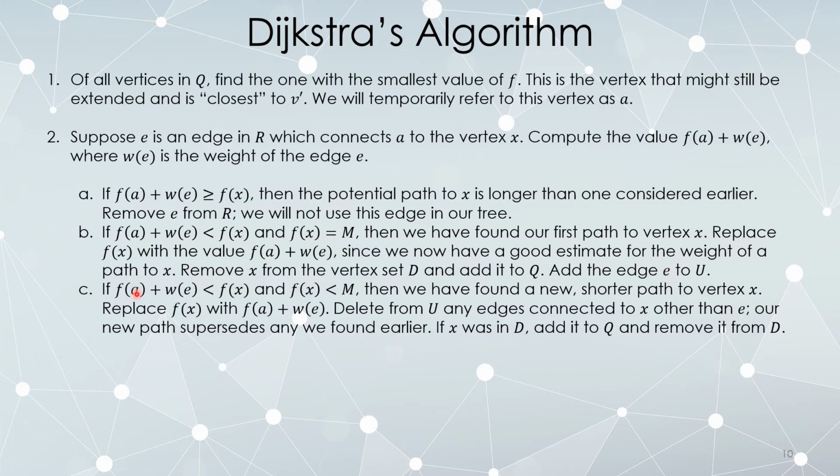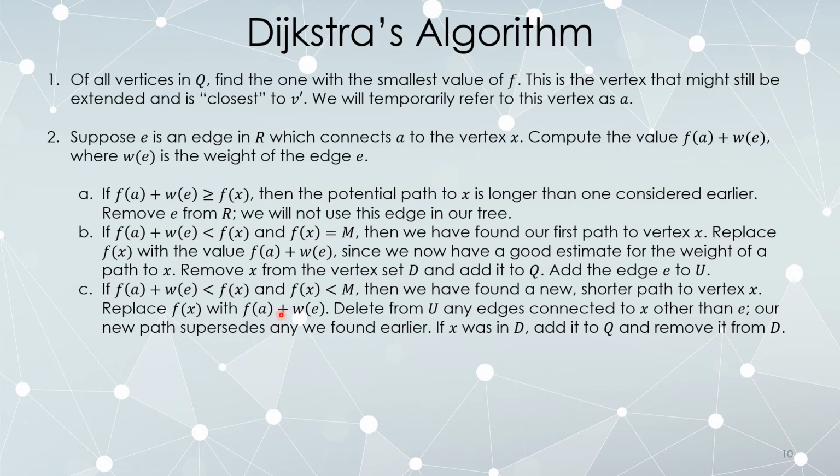The other possibility is going to A and then taking that edge gives us a shorter path to X, but f of X was not M. F of X starts at M, but we've seen in earlier steps it's possible to change the value. So maybe we found a quick way to get to X, and it's even faster than an already changed value of f of X. So we have found a new shorter path to the vertex X. Well, again, replace f of X with this new value. The value f of X is supposed to be the quickest way to get there, and we found a faster way because this total, go to A and then follow this edge, was in fact a shorter distance than the existing label. So change the label.